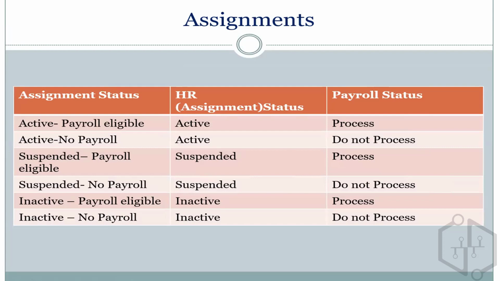When active payroll eligible, the payroll is processing. Active no payroll means the HR assignment status is active and payroll status is do not process. Suspended payroll eligible means the assignment is suspended. Suspended no payroll is suspended, do not process. Inactive means HR status is inactive and payroll status is do not process. So when the assignment status is inactive, the payroll is not processed.